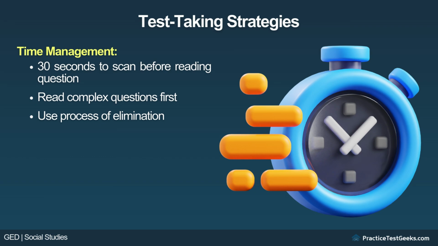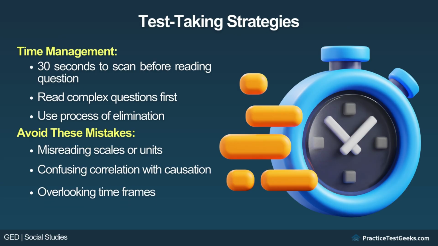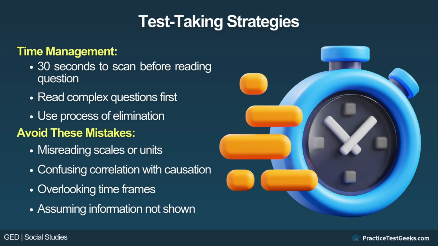Next, let's review what mistakes to avoid during the test. Misreading scales or units. Always double-check whether numbers represent thousands, millions, or percentages. Confusing correlation with causation. Remember that just because two trends happen together doesn't mean one causes the other. Overlooking time frames. Make sure your answer matches the specific years mentioned in the question. Assuming information not shown. Only use data that's actually presented in the visual.